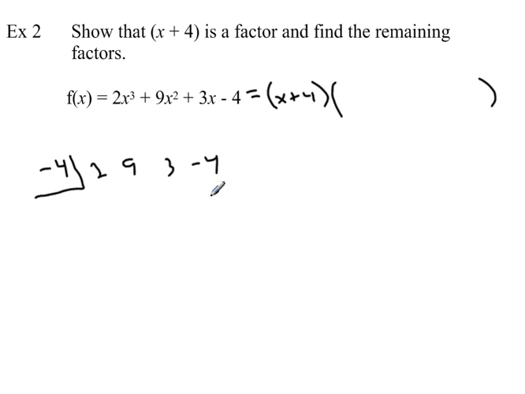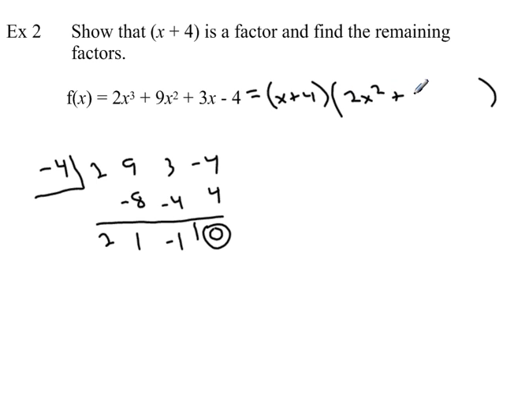So let's test this out. Bring down that 2, multiply diagonally by -4. Add down, multiply diagonally. Add down, multiply diagonally. Good sign, we've got a remainder of 0. That means we're on the right track. So our remaining factor is 2x squared plus x minus 1.